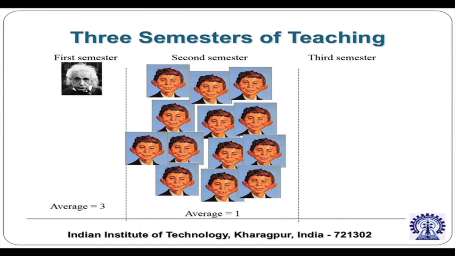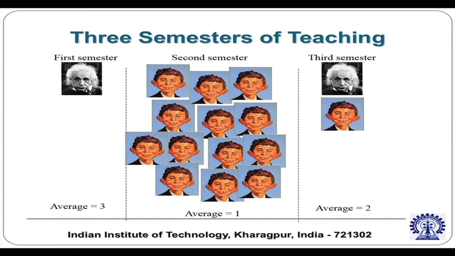In the second semester there are so many students, but everybody is not so genius. We are talking about extreme cases where there is no average data, either below average or the genius, nothing in between, and we will see how this kind of data distribution may be problematic. So you have average 1, very clear, everybody has intellect 1. In the third semester it is a little more balanced: there are 2 students in the class, one is the genius, another is the not so genius, so 3 plus 1 by 2, the average is 2.